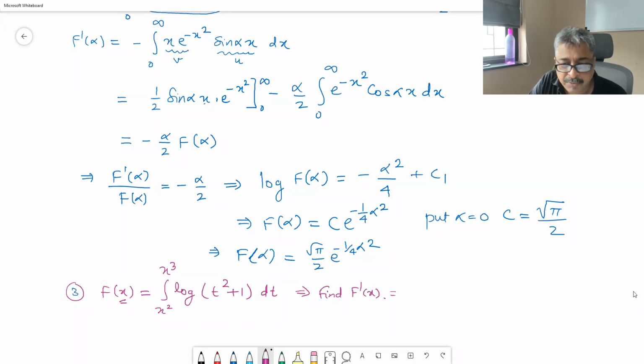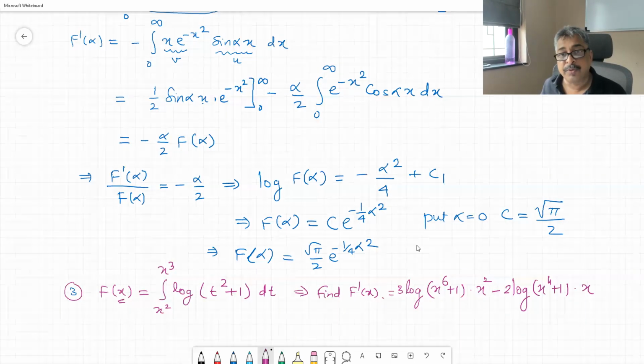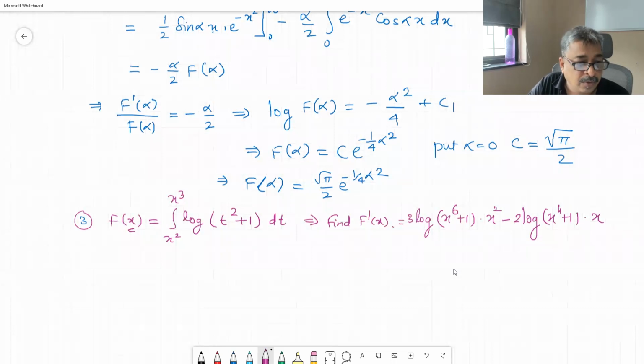Substitute upper limit first, which is log x raised to 6 plus 1 multiplied by differentiation of x cube, which is 3x square, minus log x raised to 4 plus 1 into derivative of x square. That is the answer. Easy. I should have given it in the beginning. Anyway, problem number 4. It should not be that easy.